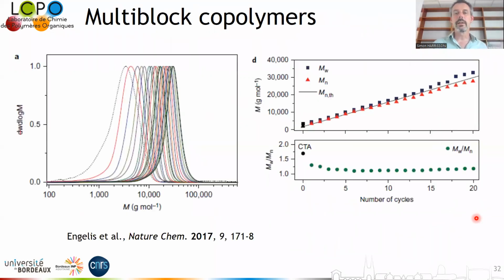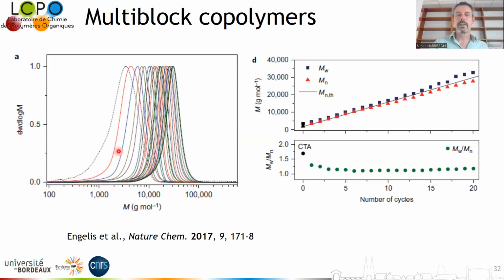Now, that's the theory. In practice, it doesn't always work that way. In fact, it very rarely works that way. So here's an example of a polymerization from the Harrisson group. It was published in 2017. It's a polymerization of butyl methacrylate, and you can see that it is very well controlled.